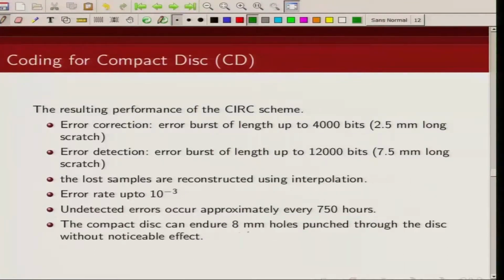Interestingly, even these compact discs can withstand small punch holes in them. You can try putting an 8 mm hole into your CD and it will still be able to correct the errors in the data, and your CD will still work.